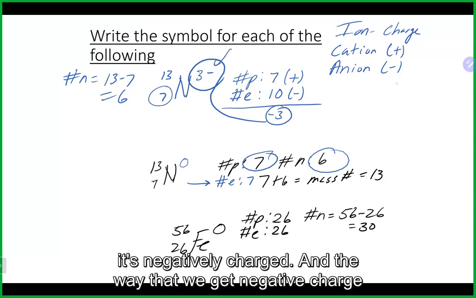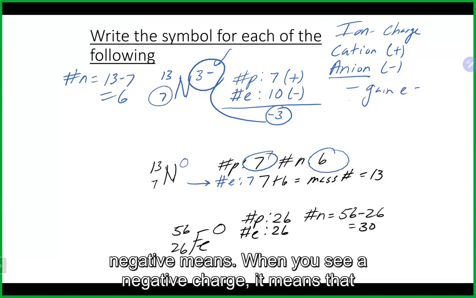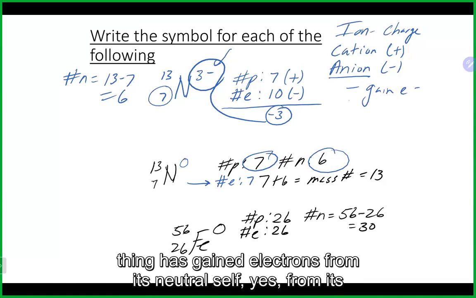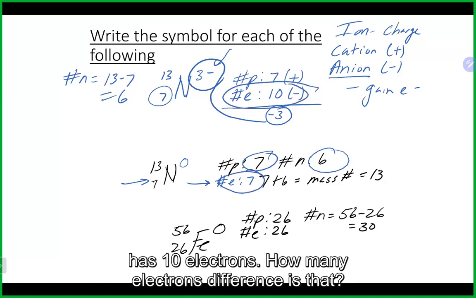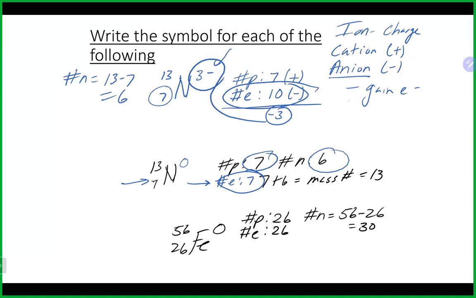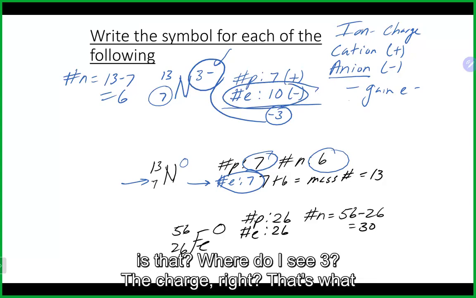Because it's negatively charged. And the way that we get a negative charge is something needs to gain electrons. That is what the negative means. When you see a negative charge, it means that thing has gained electrons from its neutral self. From its neutral self, it had 7 electrons, and at -3, it has 10 electrons. How many electrons difference is that? If it has 7 to start with and ends with 10, how many more electrons is that?